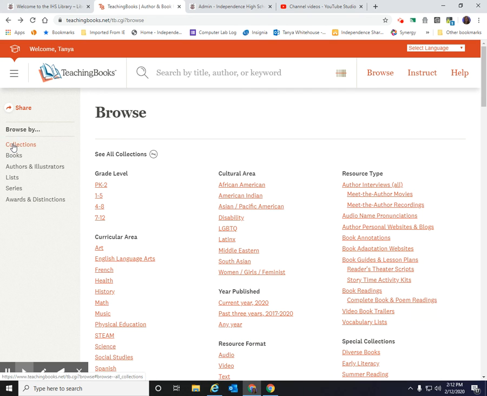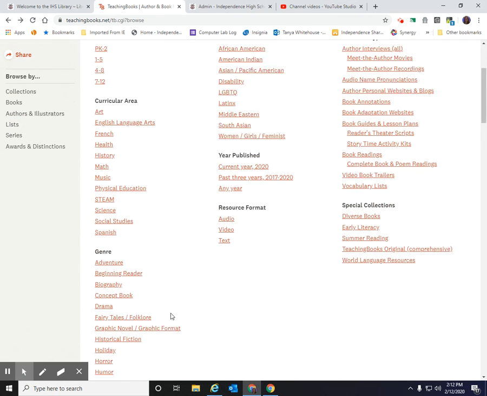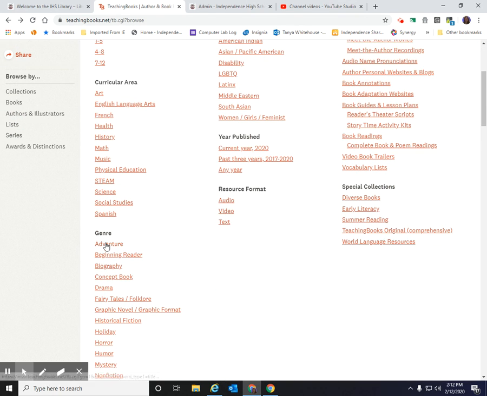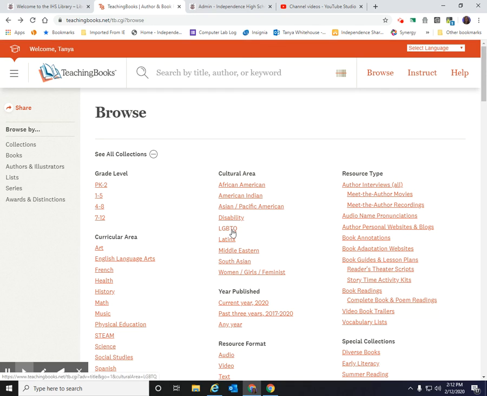So I'm going to also show you their other collections. If you're looking for something about adventure, if you're looking for book guides and you want to see what kind of books they have book guides for, you could look right there. You can find things on art, English language arts, etc. So you can look for different things. For example, if you're looking for LGBTQ or different cultural areas there. So there's lots of stuff here. And you can also break it down by grade level as well.